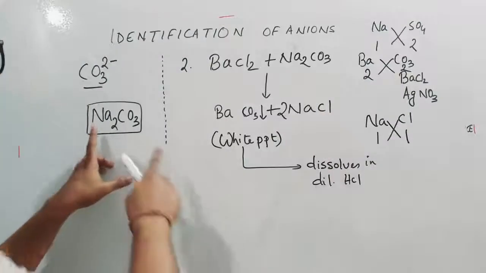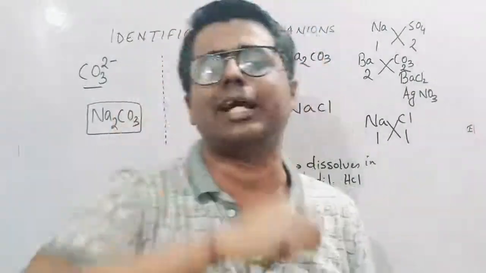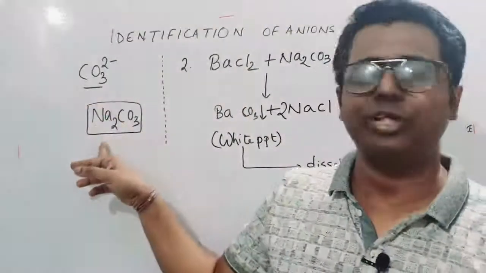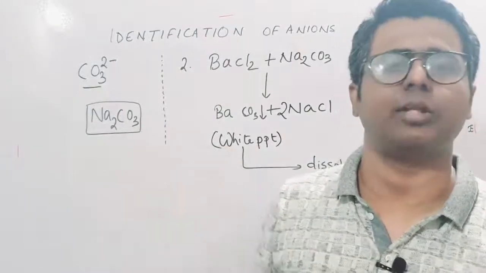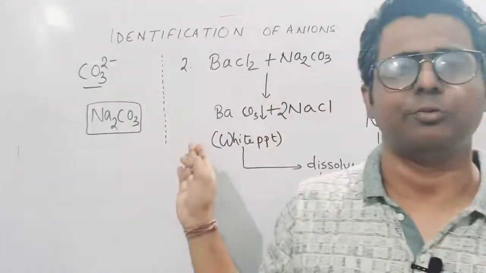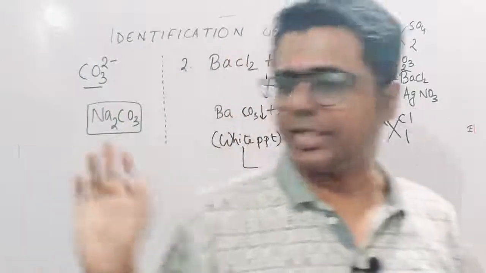If this is the salt and I take a pinch of this salt and go for a flame test, what will be the color, guys? Golden yellow, sodium ion. I know it has cation sodium, I know it has anion carbonate, sodium carbonate. I can get the total formula. So the cation we did earlier, now the anion is also done. So this is how to identify carbonate. Please write down.